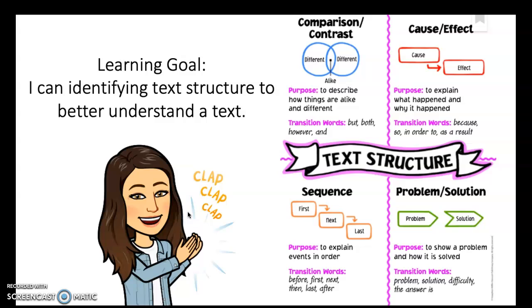All right, I think you did a fantastic job identifying text structure to better understand the text. You should be ready to do some practice activities. If you need to revisit the video, that's fine. If not, move on to your next activity. Great job!